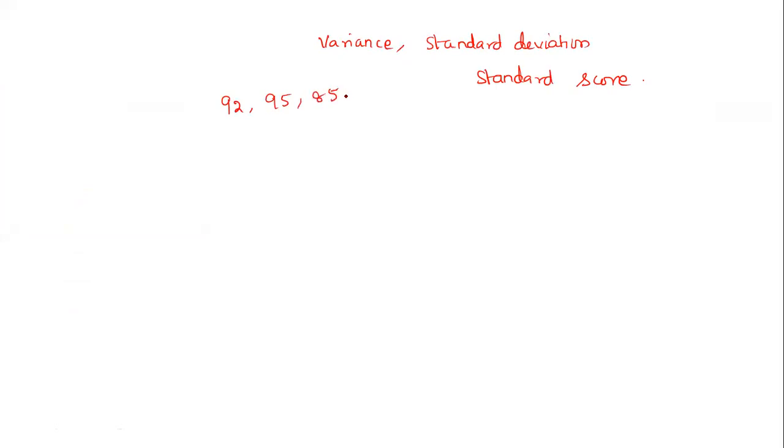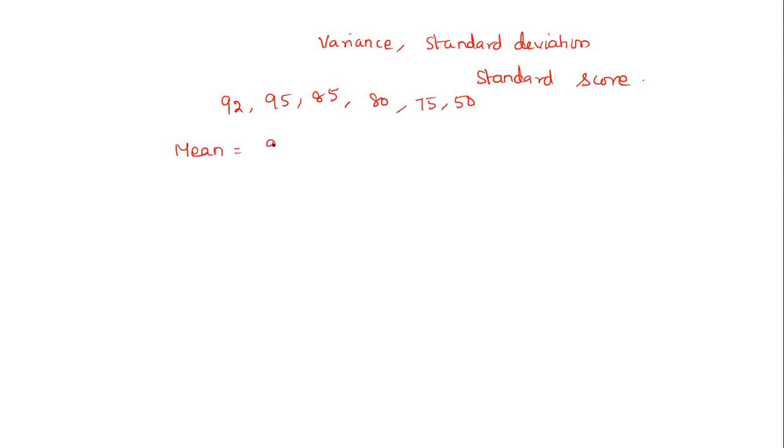In this video, we are going to discuss problems about variance, standard deviation, and standard score. So let's take the data set 92, 95, 85, 80, 75, and 50. Initially we have to calculate the mean.